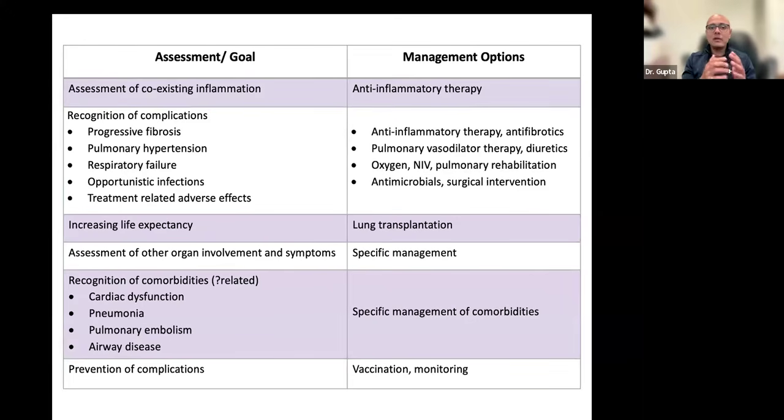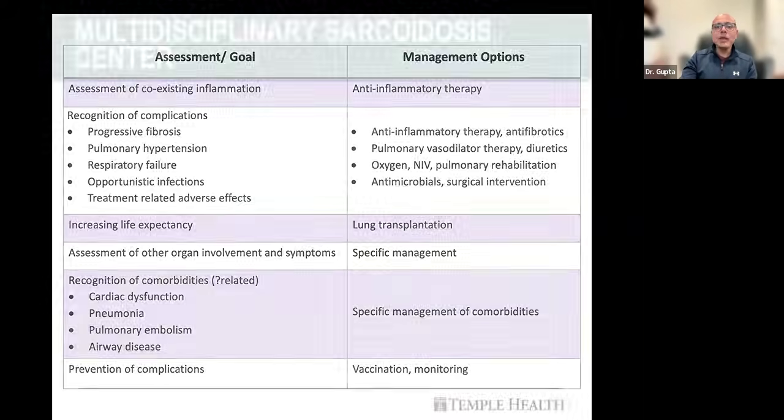And we assess looking at inflammation, looking at complications, trying to see if the patient has a poor outcome, and maybe we need to do transplant evaluation. Sometimes we need to look at the other organs and symptoms and then do some specific management, recognize the comorbidities and treat them and prevent complications. So these are the assessment and goals, what we want to do. And then once we decide that, then we treat them with the specific treatments and all.